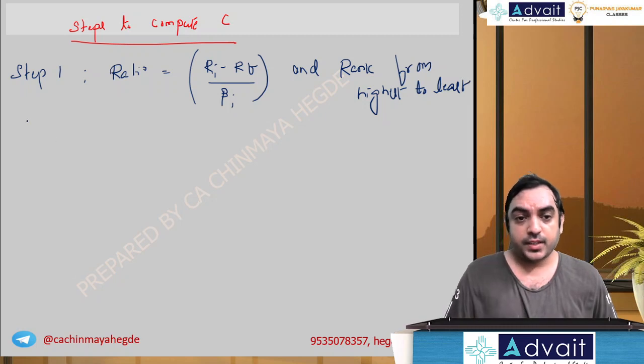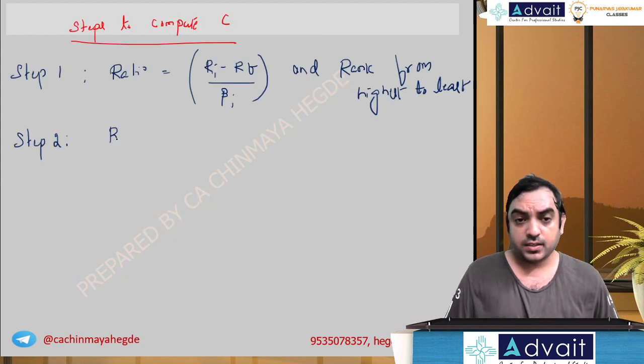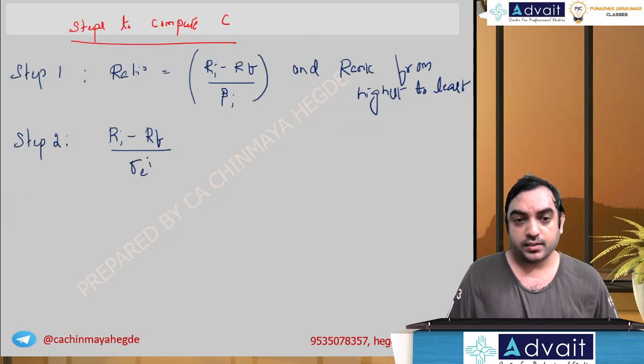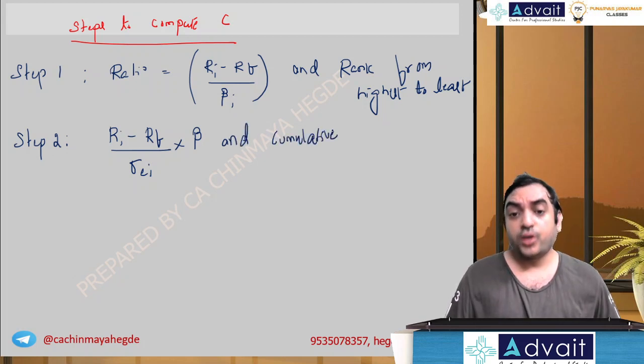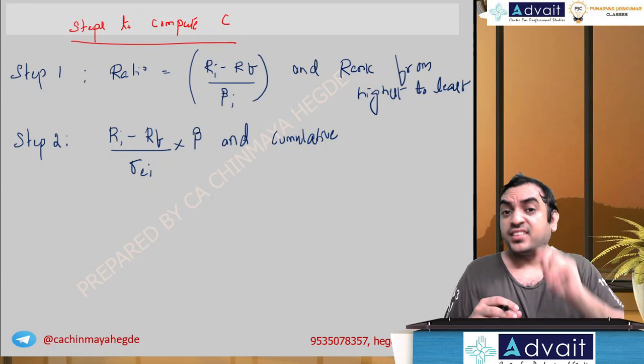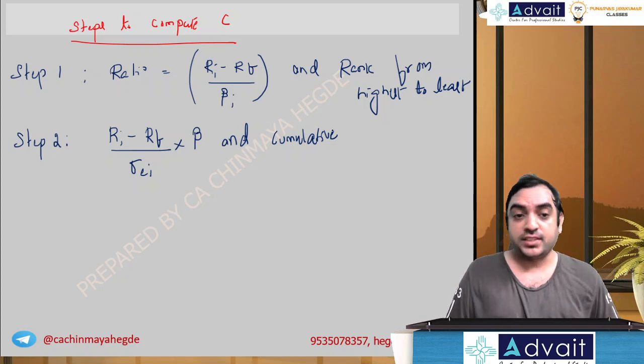Then the second step is you calculate what is in the numerator. What numerator did I tell you? Ri minus Rf, correct? Divided by sigma ei square, into beta. We calculate for each security and then cumulative. What is cumulative? First security, only the first security. Then for the second security it will be first plus second. Then for the third security it will be first plus second plus third. Got the point? Cumulative basis.